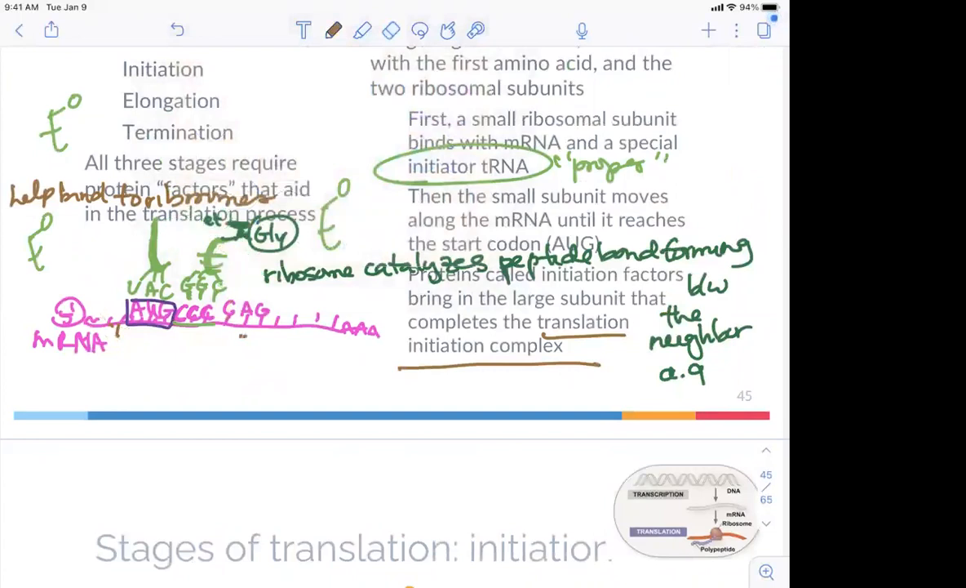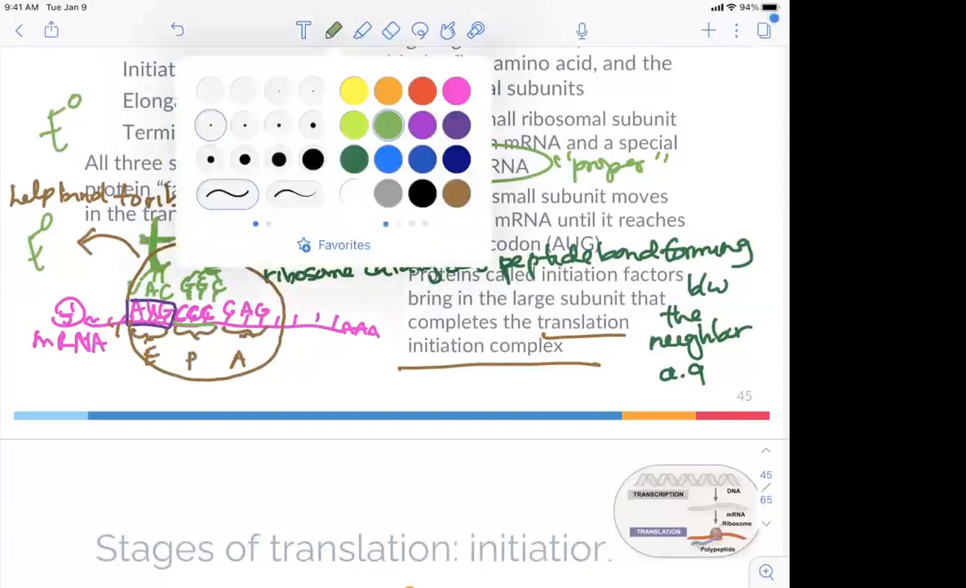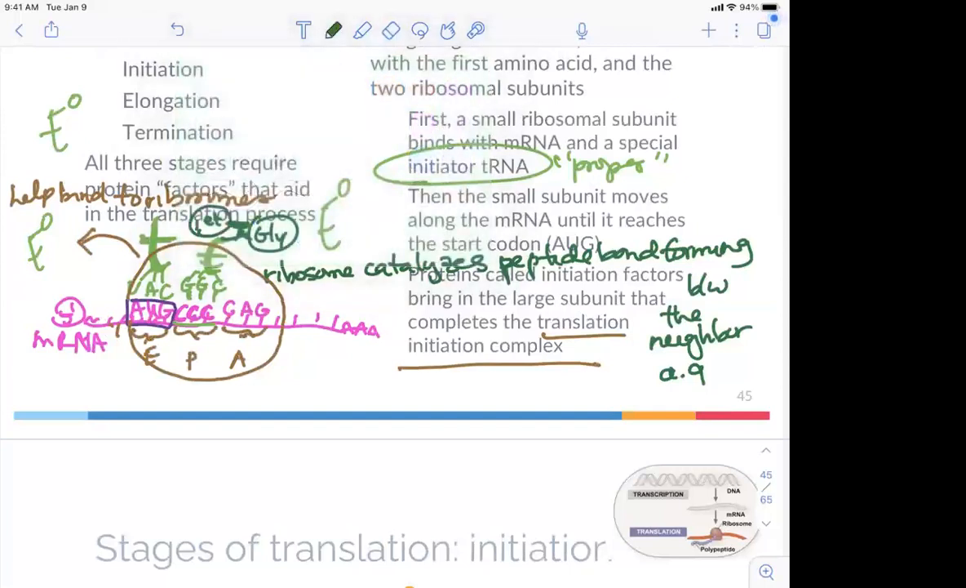Oh, I erased some stuff. And now it's going to have, I'm going to draw the whole thing together. Now this new codon is going to be in the A site. You're in the P site and you're in the E site. We're going to be ready to dump this guy out. So we're going to get rid of the tRNA in the E site. The methionine is going to stay behind in the P site because that's where the polypeptide is growing.